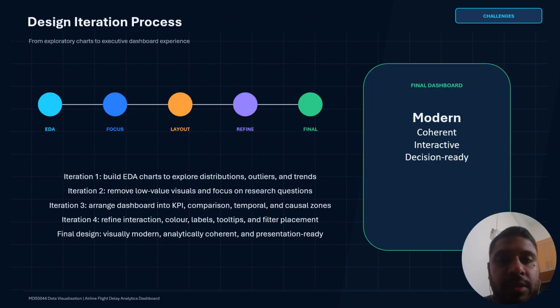The design was done through iterations. Exploratory charts were used in the first iteration to understand distributions, outliers, and trends. In the second iteration, visuals that did not support the research questions were removed. In the third iteration, the dashboard was arranged into KPI, comparison, temporal, and causal zones. In the next iteration, the color labels, tooltips, and filter placements were improved. And it became visually modern while still analytically coherent and easy to present.